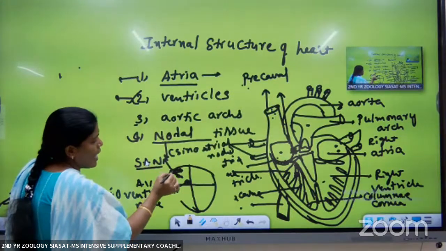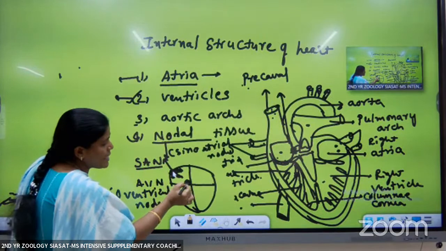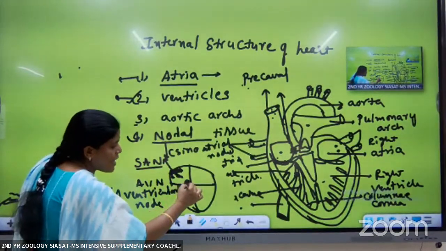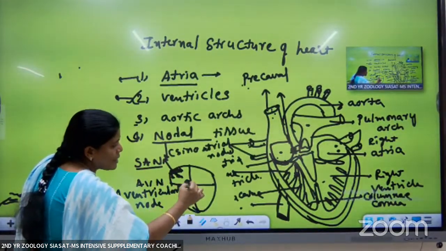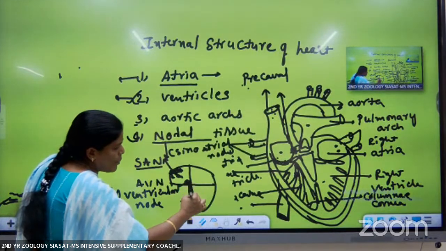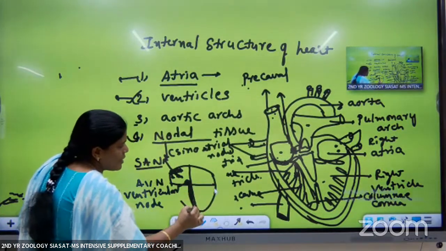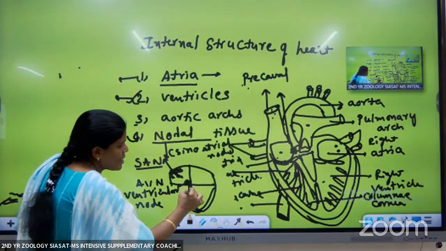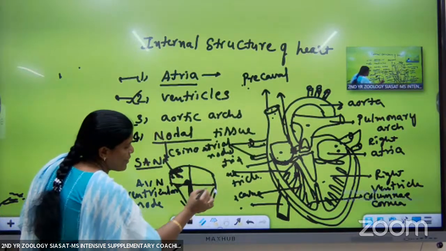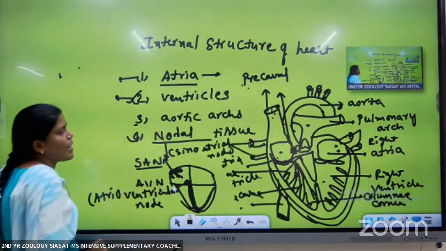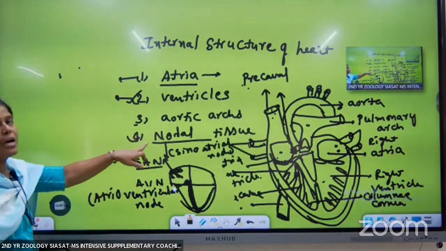The action potential generated there is taken by the AVN. The AVN passes it on to the bundle of His. The bundle of His first bifurcates into two, and these are called the Purkinje fibers. This is the nodal tissue.